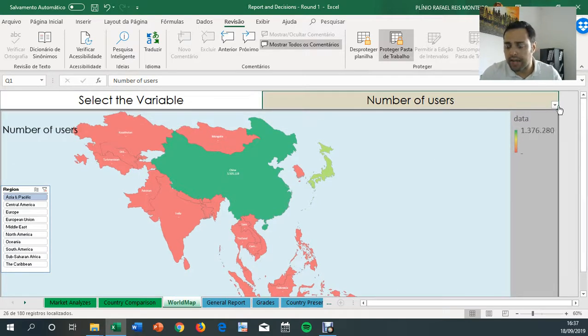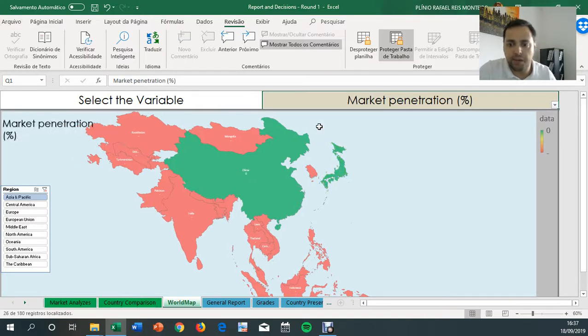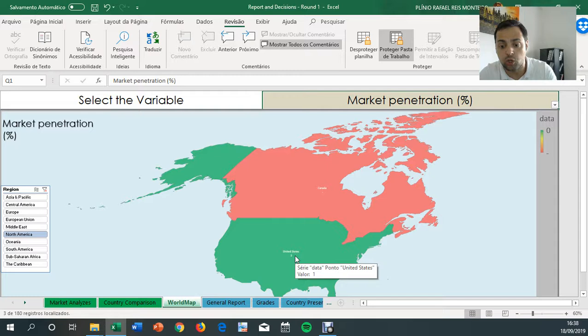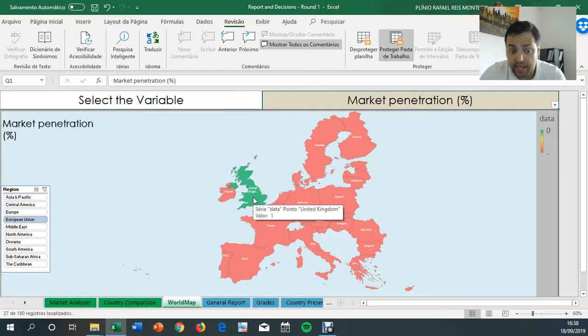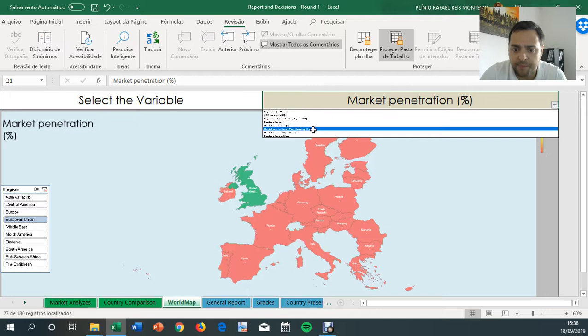You can also analyze different variables like the market penetration. Market penetration means the percentage of the total population that use these kinds of apps, so using all apps operating in the market. So for instance, in China it's very close to 0%, and in Japan it's very close to 1%. In North America, we have a number very close to 1% of users, and in the European Union, you have the same 1%.